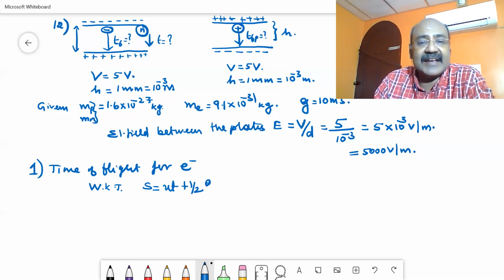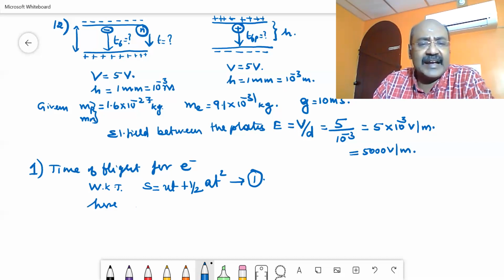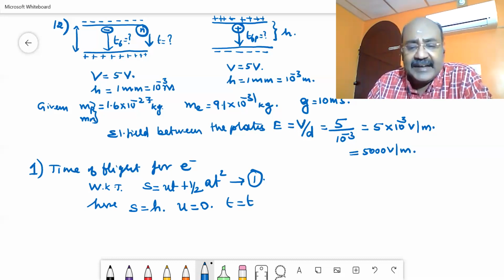Take this as equation number 1. Here, instead of s, I can consider h. Initial velocity u is equal to 0. I am writing t as the time of flight for the electron, so I am writing te.